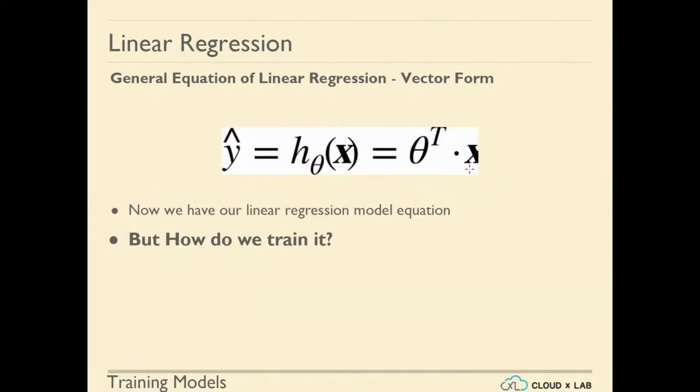Okay, so now the question is, how can we calculate the optimal values of the unknown vector theta? Optimal values of these parameters, theta 0, theta 1 up to theta n, right? For that, we will train our model using training data. Using training data, we will train our model, and we will estimate optimal values of these unknowns, theta 0, theta 1, theta n, right?